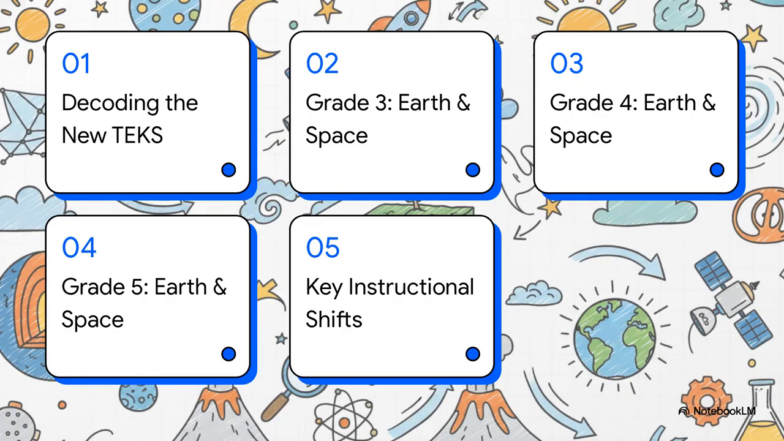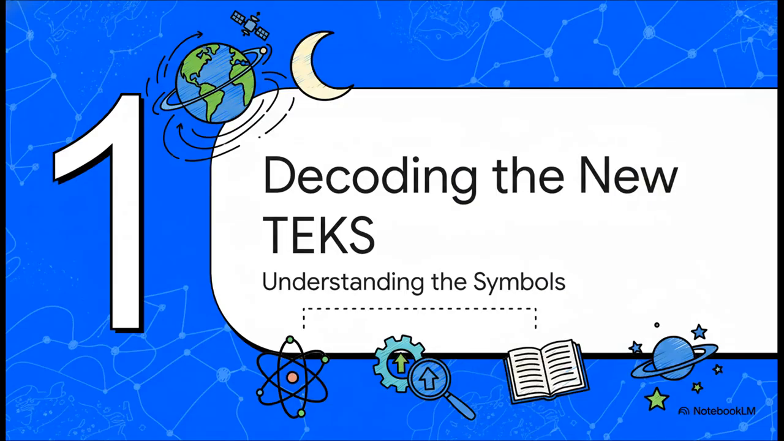So, here's our game plan for this explainer. First, we're going to quickly decode the symbols you'll see in the official documents, just so we're all speaking the same language. Then, we'll walk through the specific Earth and space changes for 3rd, then 4th, and then 5th grade. And we'll wrap it all up by connecting the dots and highlighting those big instructional shifts you can start thinking about right away. All right, let's dive right in.